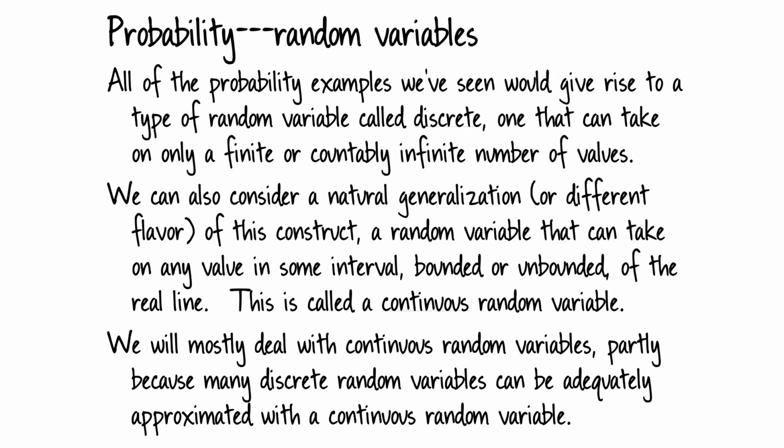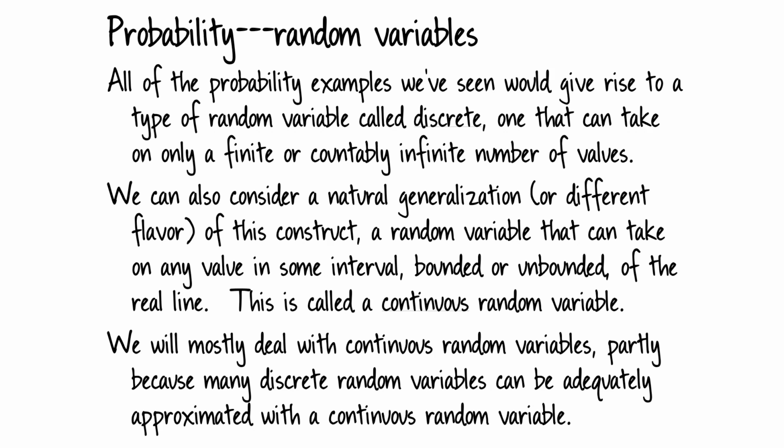Okay, so all of the examples we've seen so far, all of the probability examples, would give rise to a type of random variable called discrete. Okay? And that's a random variable that takes on a finite or countably infinite number of values. So the examples that I gave you on the previous slide, like the number of vegetarian toppings I'm getting, is going to be an integer value, for instance. Discrete random variables don't all have to be integers, but something that can only take on integer values, for instance, would be a discrete random variable.